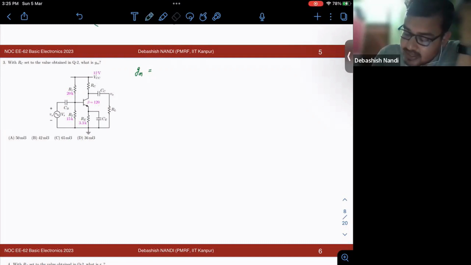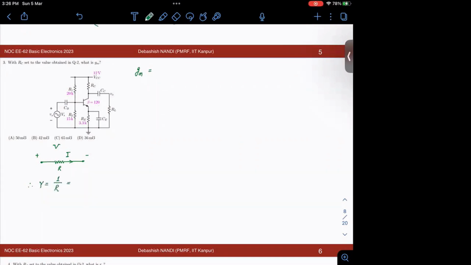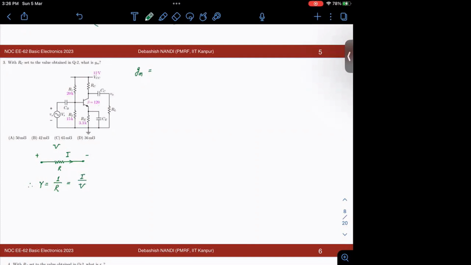See, you are on the right track. Suppose I am having a resistance here. So this is my R, the current is flowing in this terminal, and this is my V, let's say. So my conductance, let's say Y, is 1 upon R, equal to I by V, right? This is what you are meaning to say.